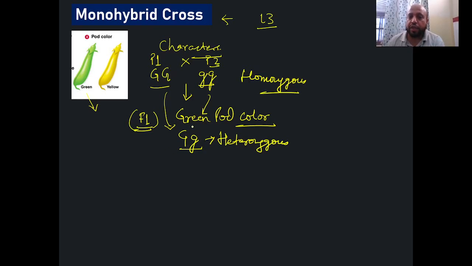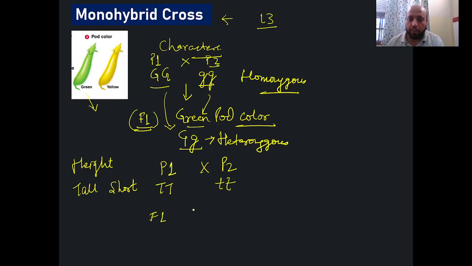Now if the genotypes are capital G and small g over here, why is it green? Mendel did this experiment for another study, where he took the height of a plant, and for this he took a tall plant and a short or dwarf plant. Now this parental population P1 will have the genotype capital T, and it is crossed with another plant, P2, which is denoted by the genotype small tt. In the F1 generation, he observed that all the plants are tall in height.